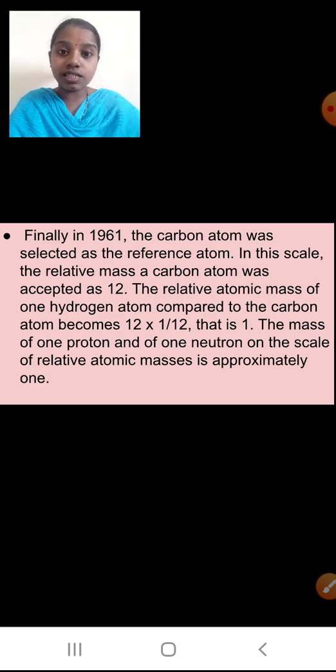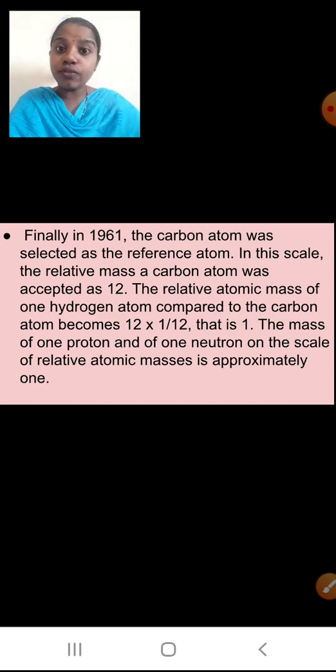Nucleus, distance between the nucleus and the outermost orbit. Okay, now if the outermost orbit is the same in two of the atoms, then what will we consider? Number of electrons, right? Then what we saw? Mass. Mass depends upon the number of protons and neutrons inside the nucleus of an atom.